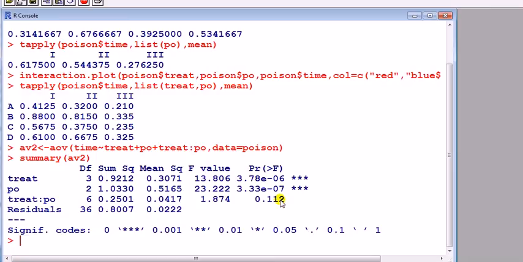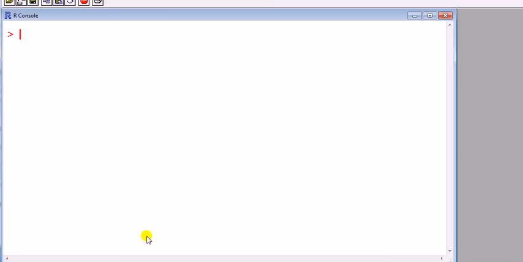So my next step of the analysis is that I can forget about the interaction because there isn't an interaction, and we can look at the pairwise comparison test for treatment and for poison to see between what levels of the factor there is a difference, just like we did for one-way ANOVA.